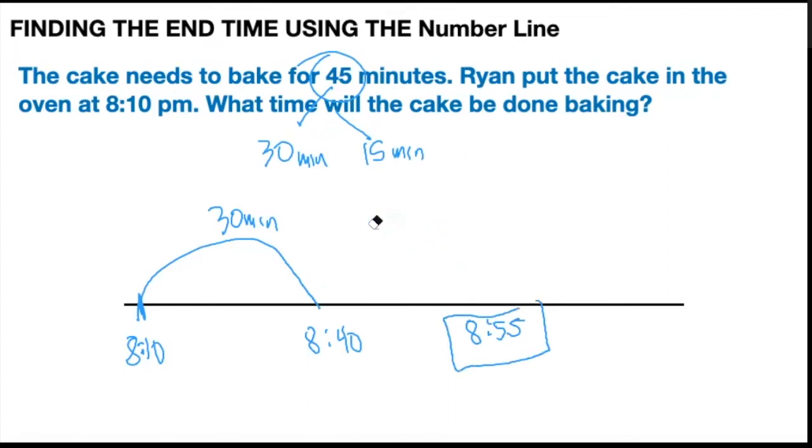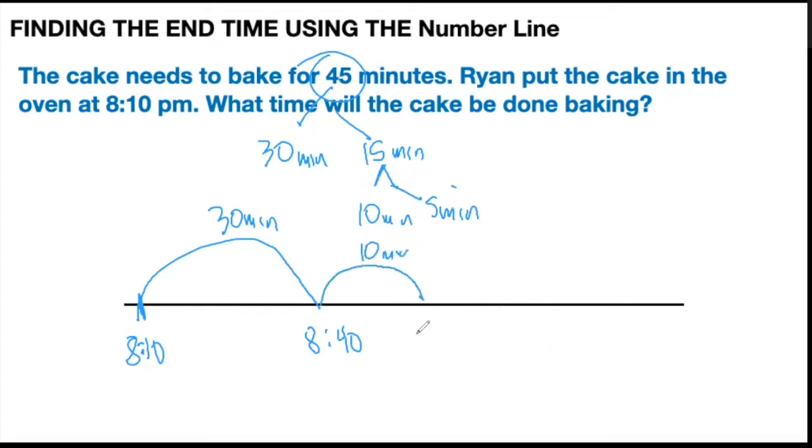Again, for some, if you want, you can also divide the 15 into two parts. You can have 10 minutes and 5 minutes. So instead of adding 15 right away, we can add first the 10 minutes to give us 8:50. Then to complete the 45 minutes, you still have to add 5 minutes. So that is 8:55 p.m.